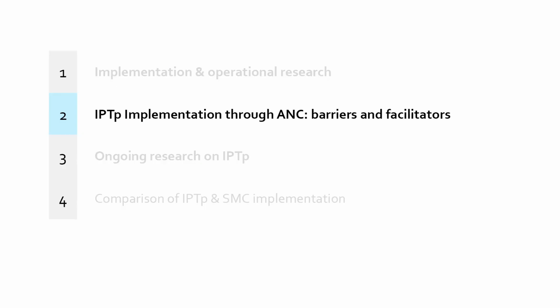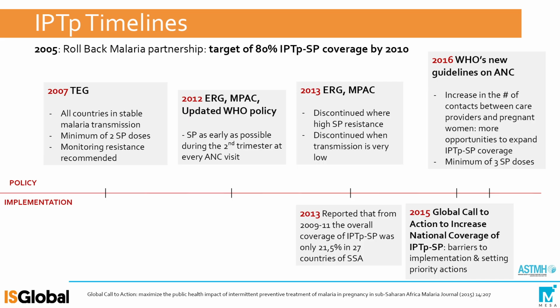So now focusing on IPTP and its delivery through ANC. This is just a timeline of the recent different WHO policy steps that happened in the last decade. This started way before, but I just put up the latest years. And what I want to highlight here is that while all of this was happening, in terms of implementation, the coverage of IPTP was very low. In 2013, it was reported that only more or less 22% of coverage was achieved in 27 countries in sub-Saharan Africa. This led to a global call to action, which was an advocacy movement that happened here at ASTMH in 2015, trying to break those barriers to implementation of an intervention that we knew worked.